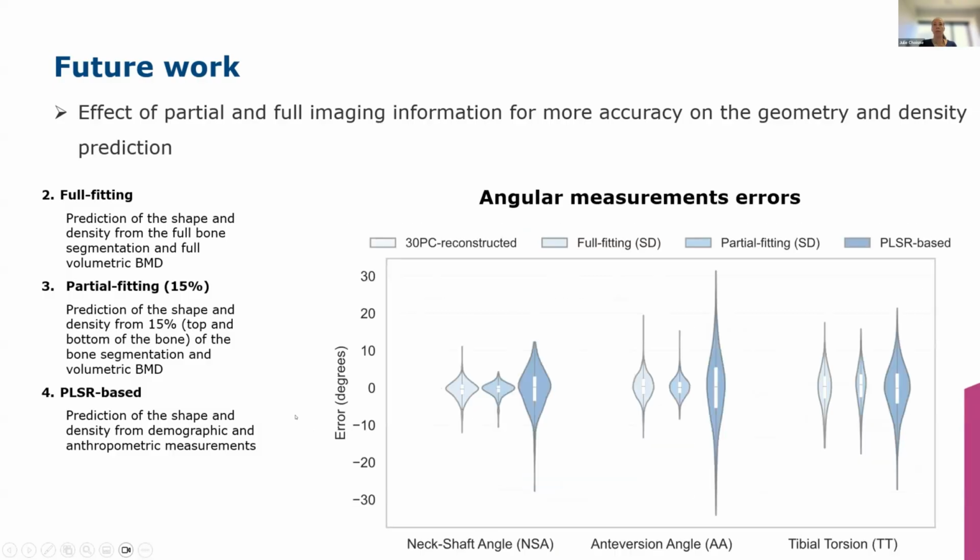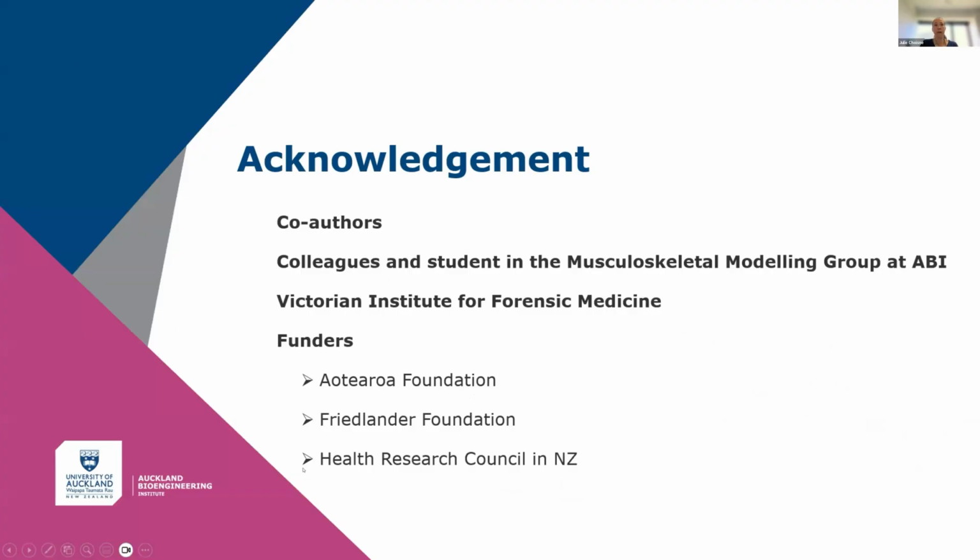And we also looked at the angular measurement errors: neck shaft angle, anteversion angle, and tibial torsion. We were pretty bad with our PLSR, but with the partial and full fitting, we were able to reduce this error quite a lot. So I'd like to acknowledge the co-authors, the funders, and IWB for inviting me to present. Thank you very much.